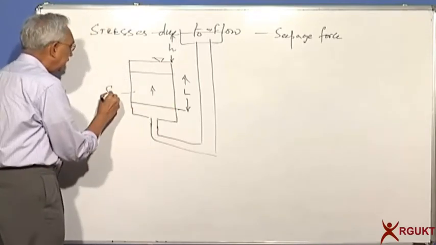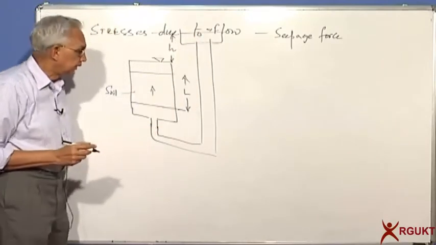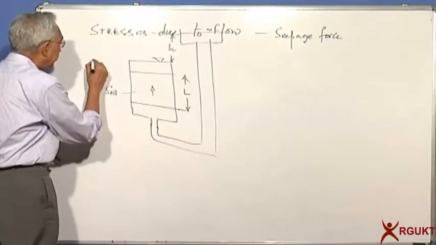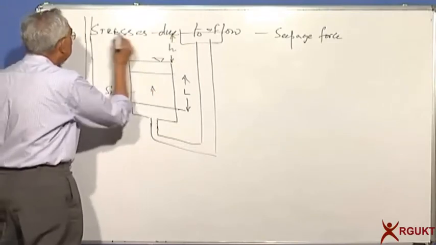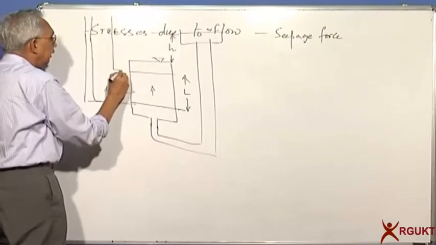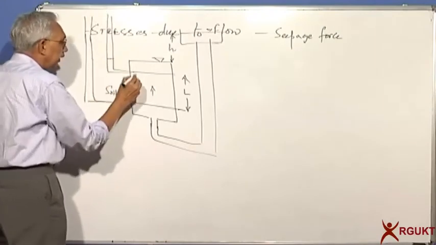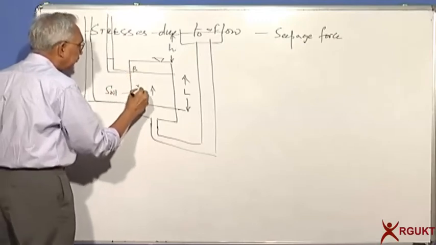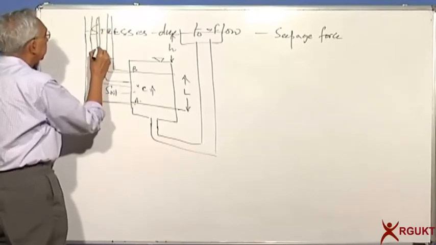This is the soil here, and the reservoir on the downstream side is connected to the bottom, so that if I put a piezometer here, what will be the level up to which water will rise? Up to here. And what will be the level up to which water will rise at point A, point B? And if you take any other point C and you put a piezometer, obviously it will be somewhere here.